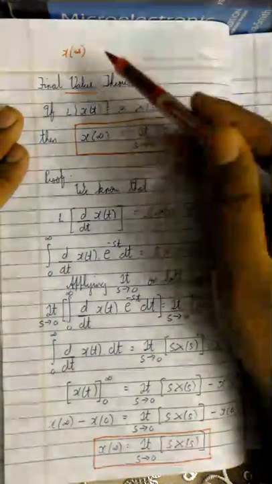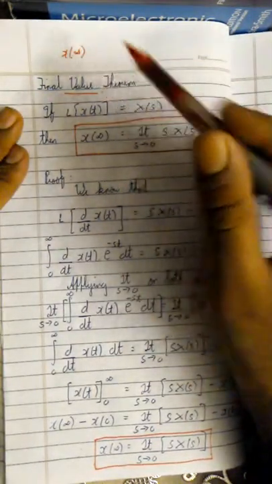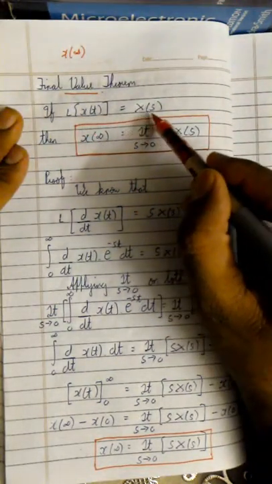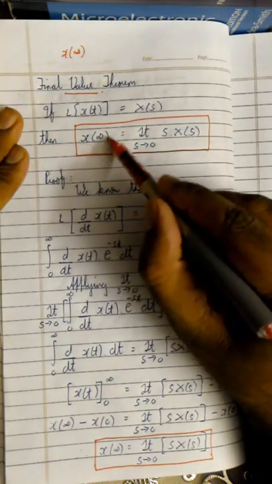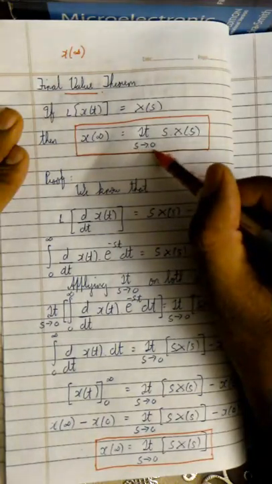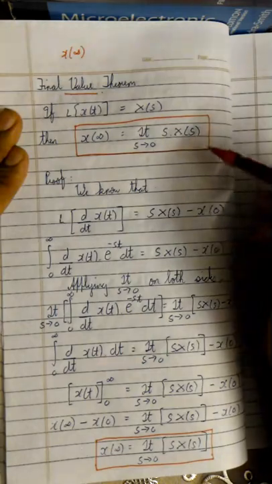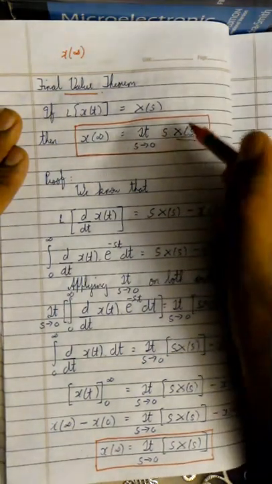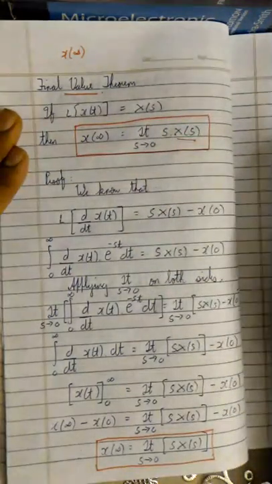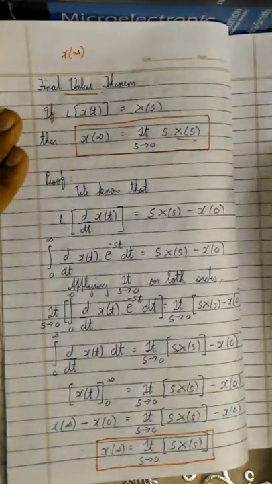In order to find the final value of x of t, just like before, we can also find it using the Laplace theorem. If Laplace of x of t is equal to X of s, then the final value of x of t, that is x of infinity, is equal to the limit as s tends to 0 of s into X of s. That means all you need to do is multiply your Laplace transform with s and then substitute every s with 0. That's how we can get the final value of x of t.